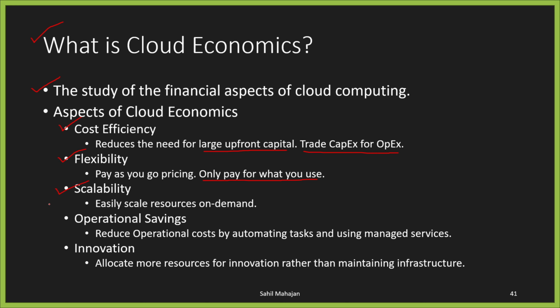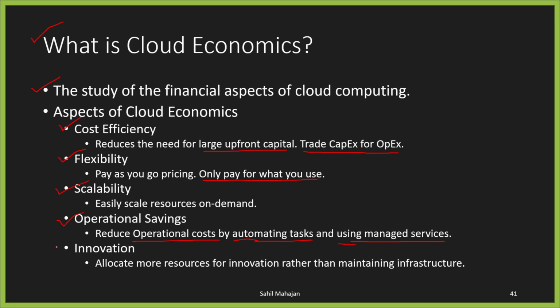And third is scalability. Again, we spoke about scalability, wherein you can scale your resources on demand. So that helps you to reduce your cost too. And you have the fourth aspect, which is operational savings. You can use cloud computing to reduce your operational cost by automating tasks and using managed services. So cloud computing is really nice to help you save your operational costs. You can reduce it by automating a lot of tasks in the cloud, and you can use various managed services that are provided by AWS, so that even further reduces your operational cost.